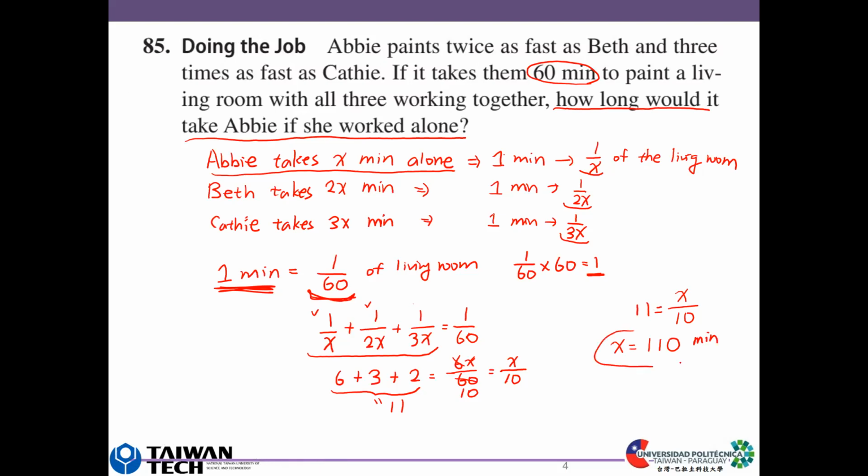So it takes 110 minutes for Abby if she worked alone, and for Beth, it takes 110 times 2, which is 220 minutes if Beth is working alone to paint the living room. And the same thing, Kathy just takes 330 minutes to finish the living room. Okay, so any questions regarding this one?